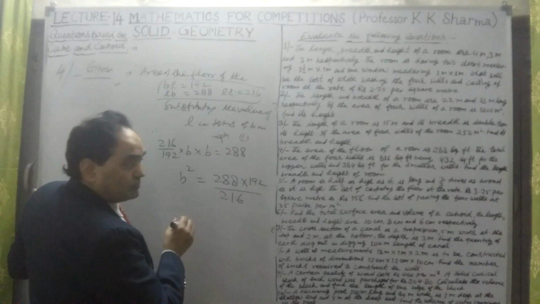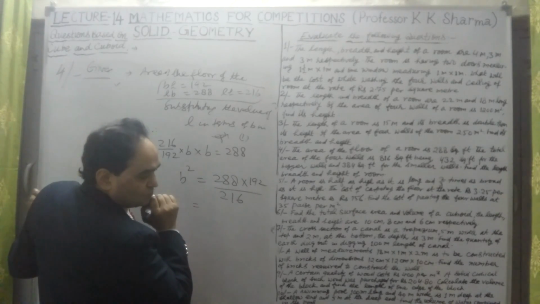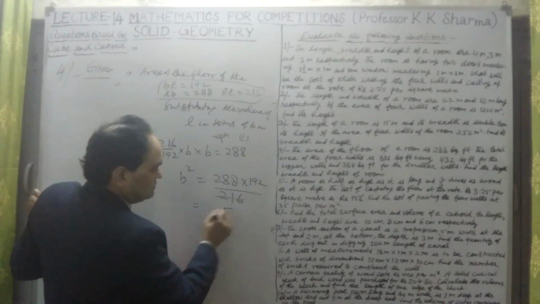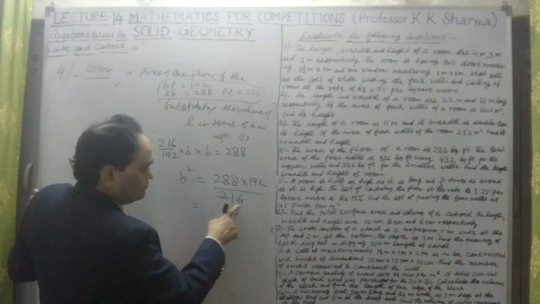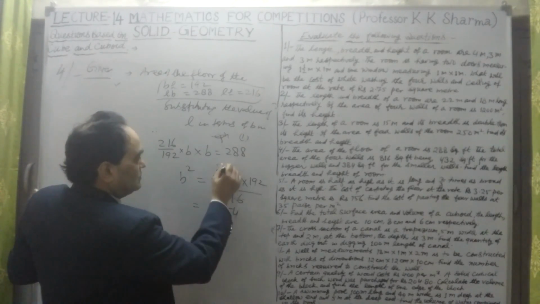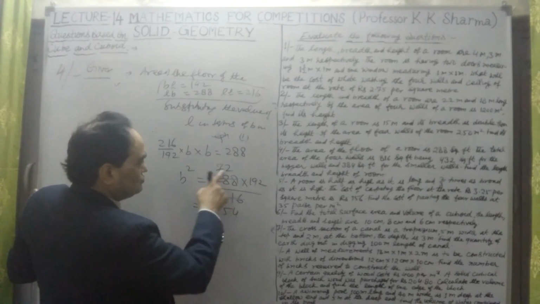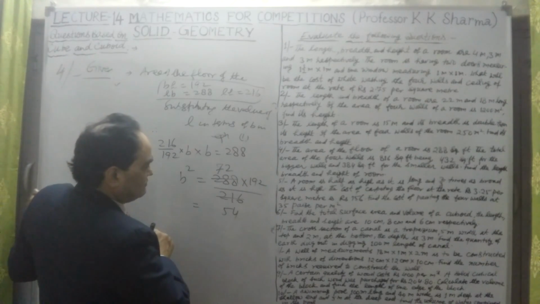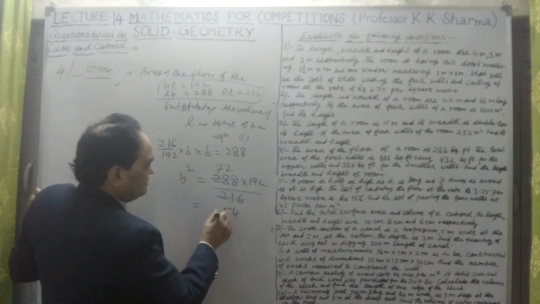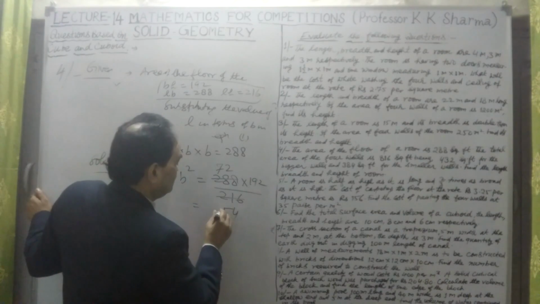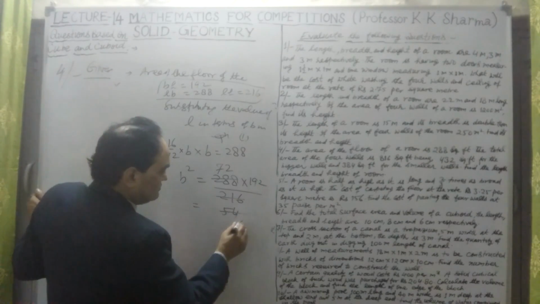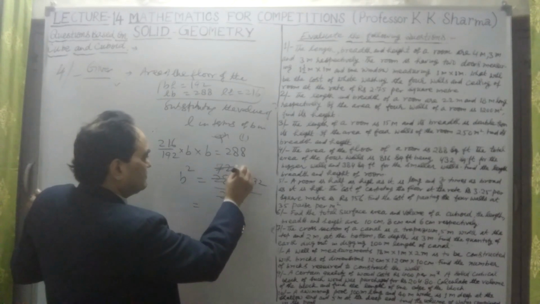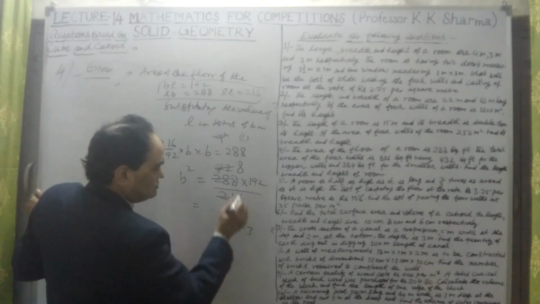Solving it, if I divide by 4, 4 5 is 20, 4 4 is 16, 4 7 is 28 and 4 2 is 8. So 72. Now again it can be cancelled by 9. 9 6 is 54, and 9 8 is 72.